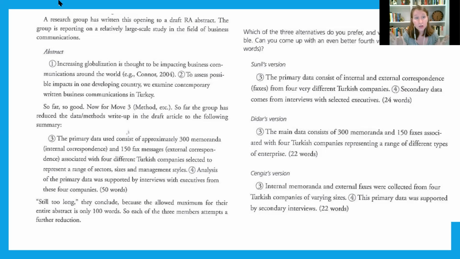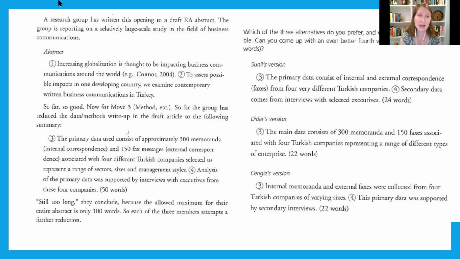There might be a better version. So of these 3, I think the first one is the best example, but maybe you could take pieces of this. So for example, we can combine number 2 and number 3 and say, instead of Turkish companies of varying sizes, maybe we say different types of enterprise, take that wording, and then maybe we encompass the entire idea.